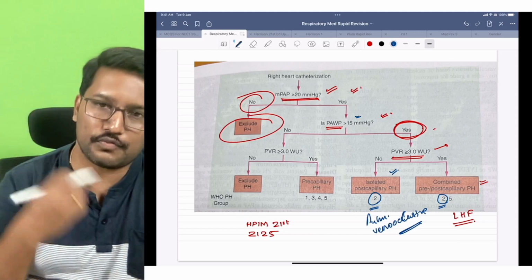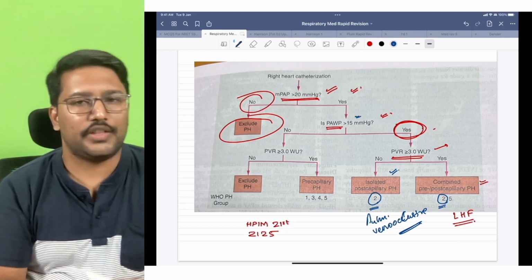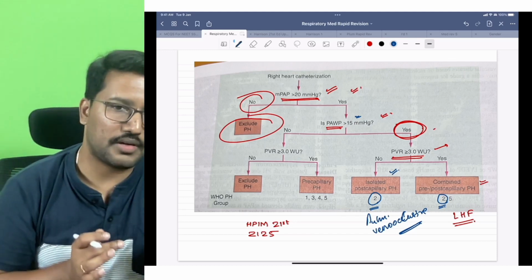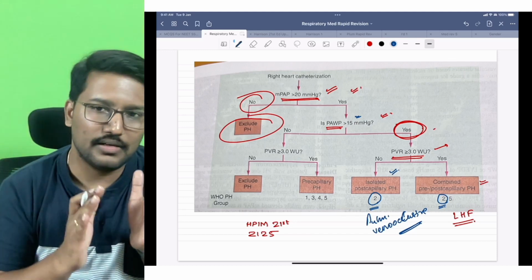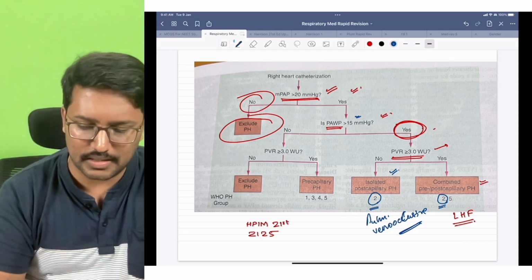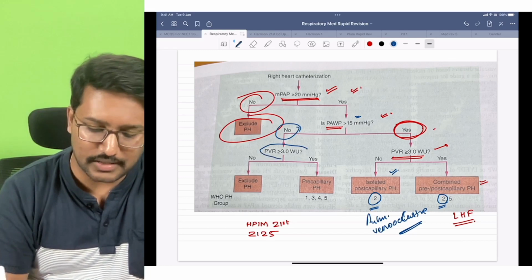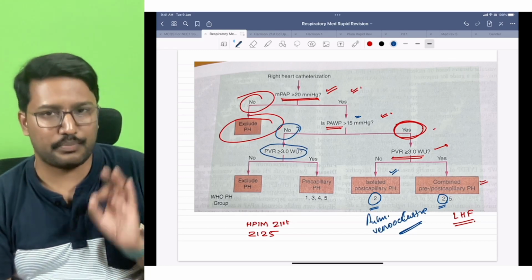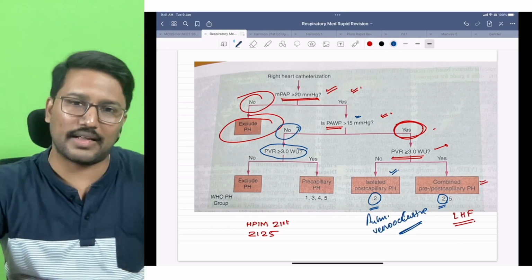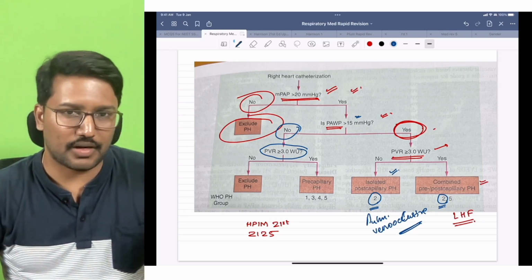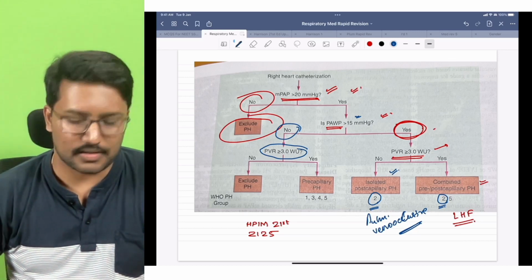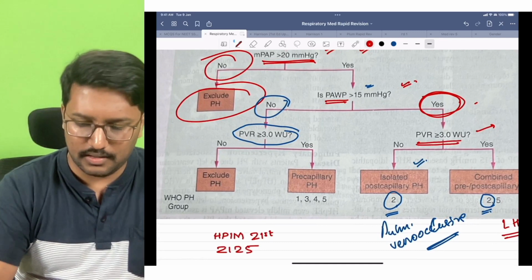So what are the causes we thought of for pre-capillary? We thought about lung diseases, idiopathic pulmonary hypertension, chronic thromboembolic pulmonary hypertension, and certain miscellaneous rare conditions. All of them come here. But obviously if that is the case, pulmonary vascular resistance should be increased. If the pulmonary artery wedge pressure is less than 15 millimeters of mercury, post-capillary is ruled out, so there has to be a pathology of the pulmonary artery or the lungs, and the pulmonary vascular resistance should be increased.